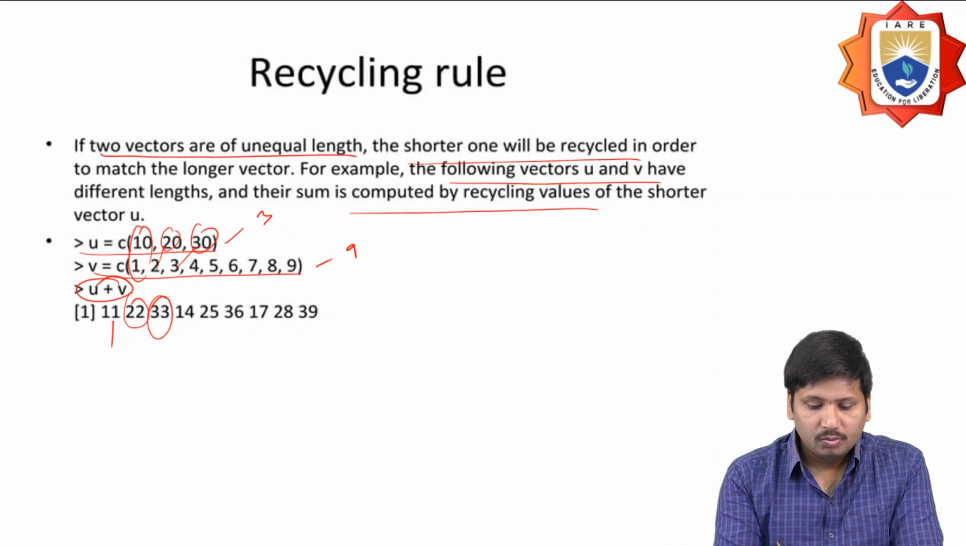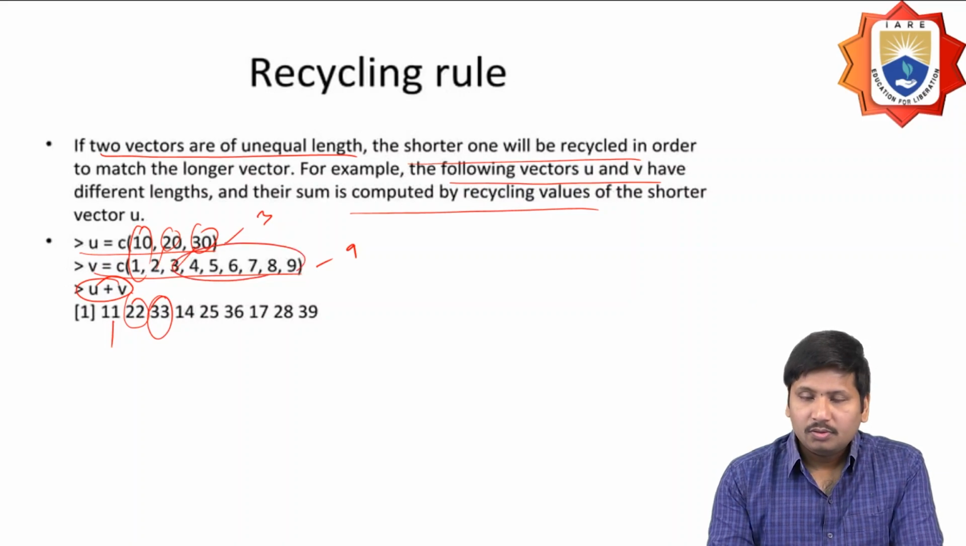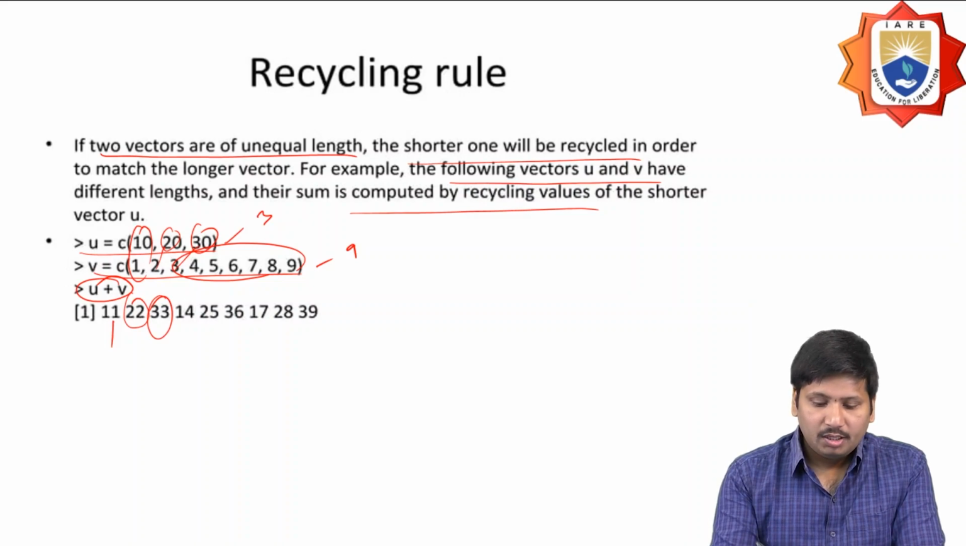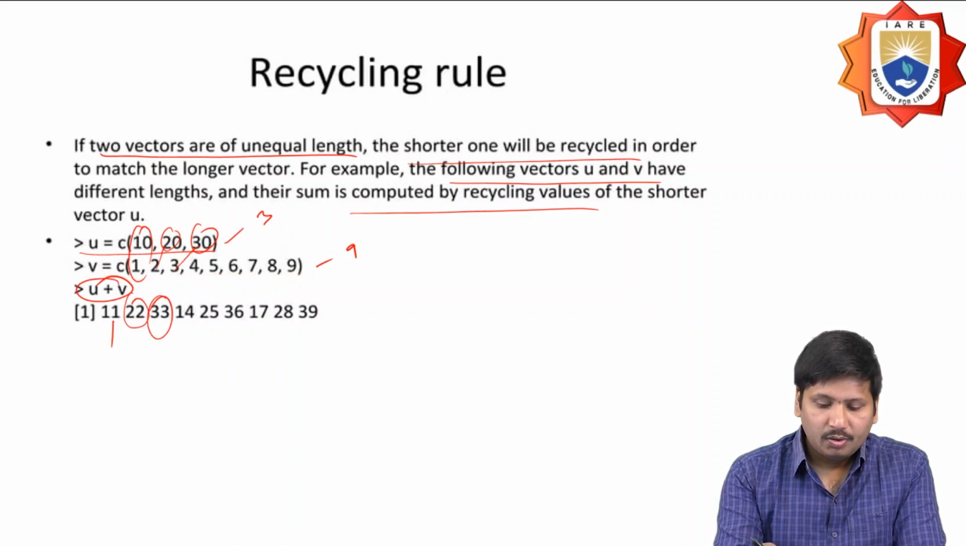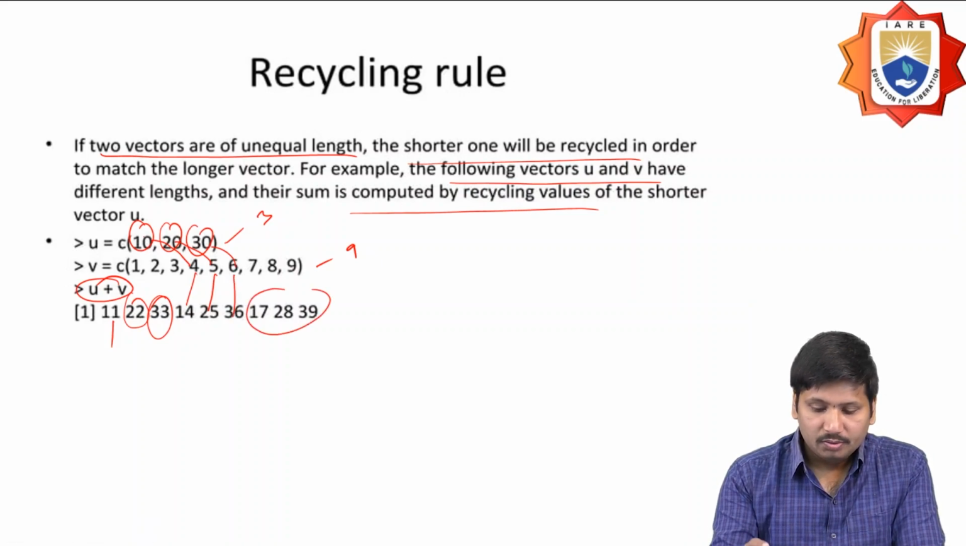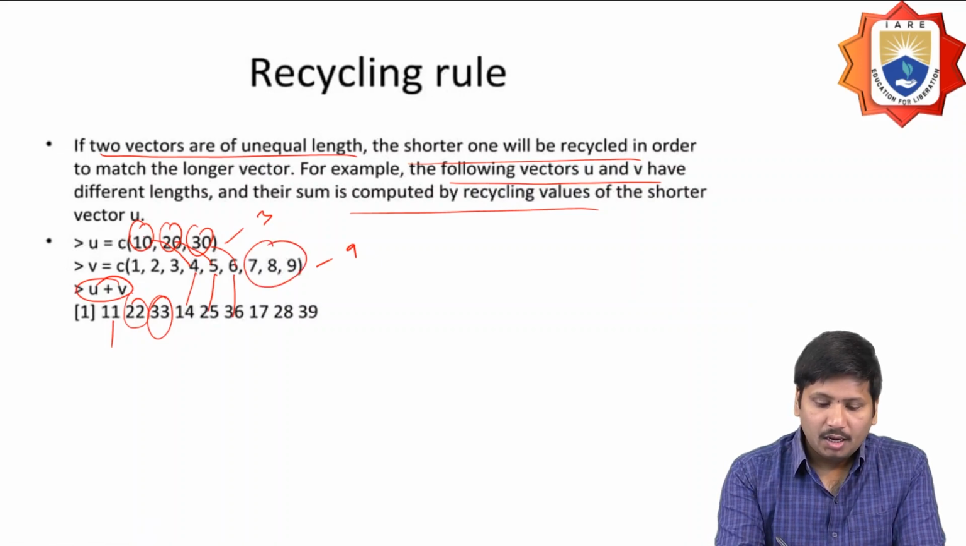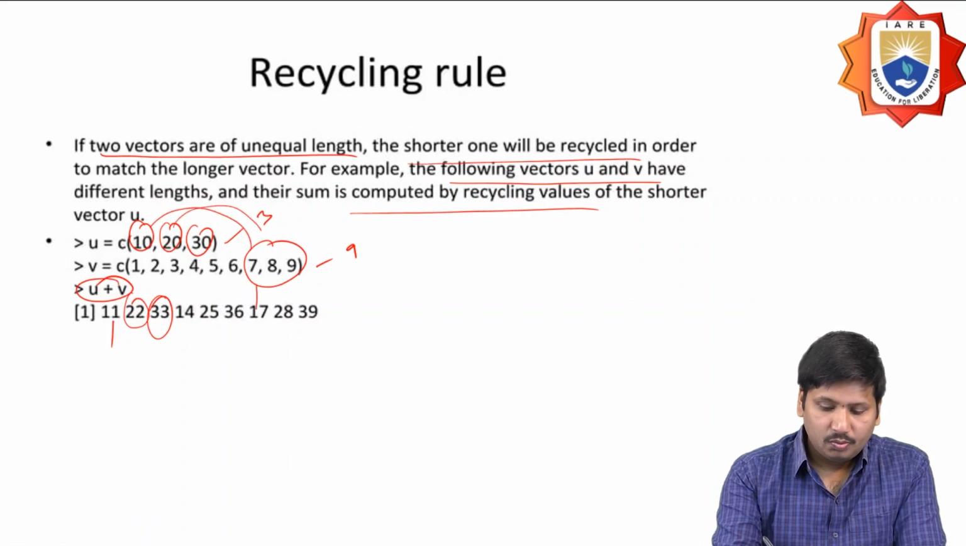What is the next value I'm going to add to the rest of the values? According to the recycling rule, again I have to write 10 plus 4, 14, 20 plus 5, 25, 30 plus 6, 36. What about the rest of these values? Again, I have to apply this shorter vector to the second vector. So 10 plus 7, 17, 20 plus 8, 28, and 30 plus 9, 39.